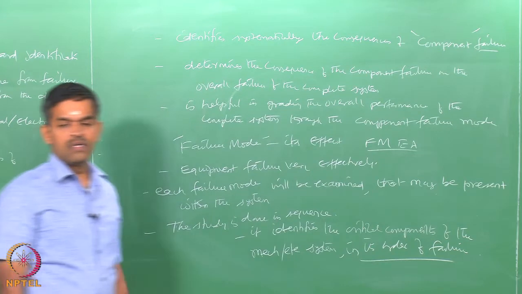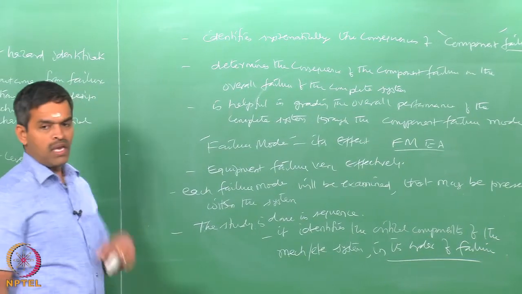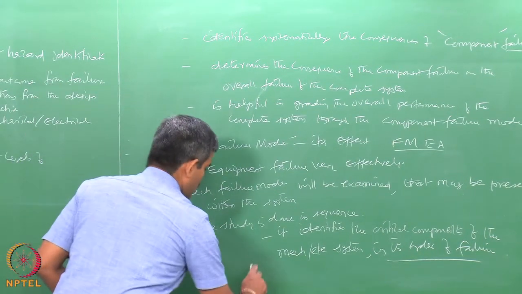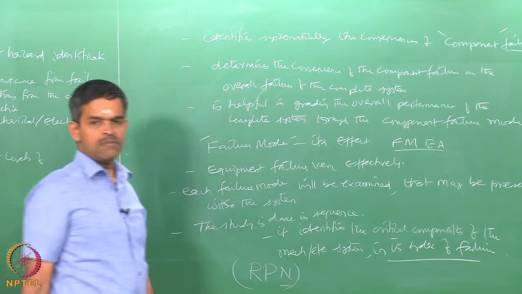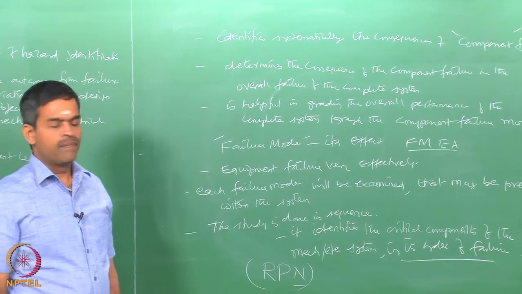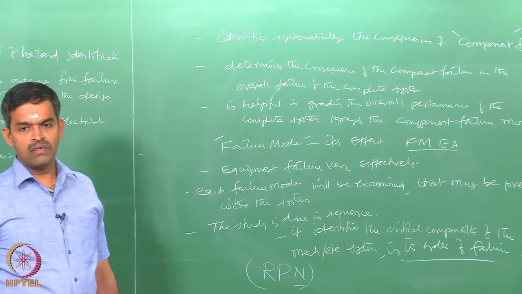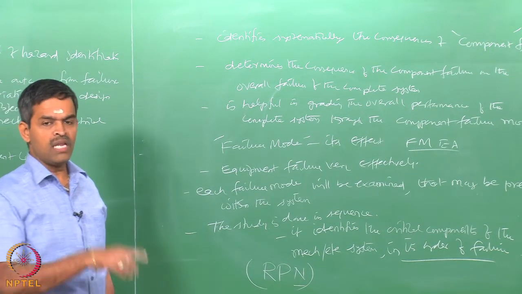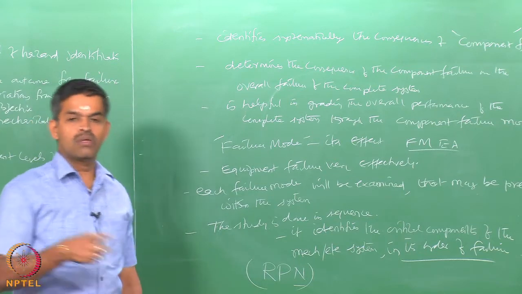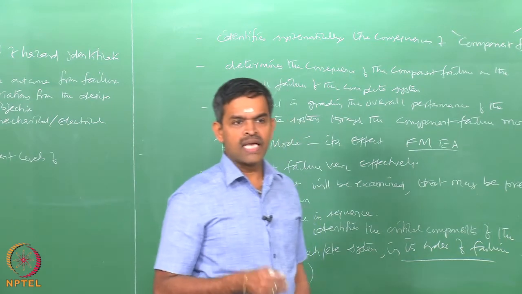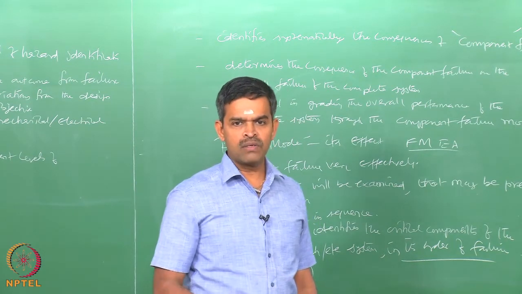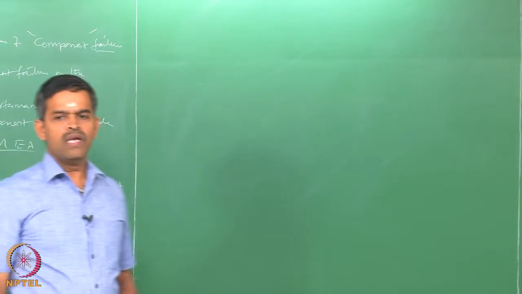So, ultimately FMEA gives you what we call a risk priority number, which tells me the hierarchy of failure in terms of its consequences and the chain effect of one failure on the other. So, it will also help me to understand the cascading effect of failure of components on the overall failure of the system. Let us see the methodology.